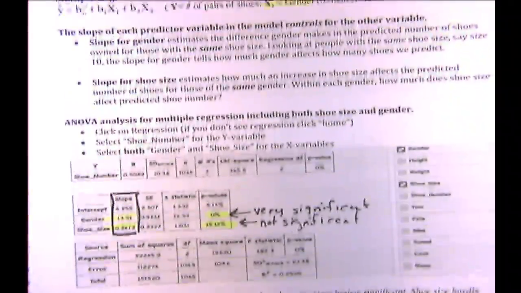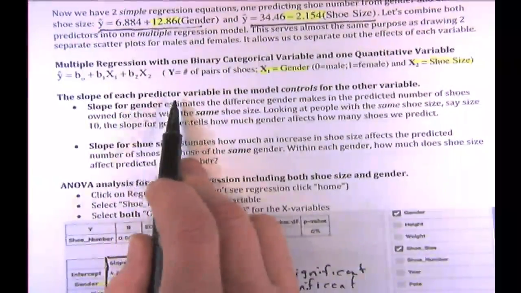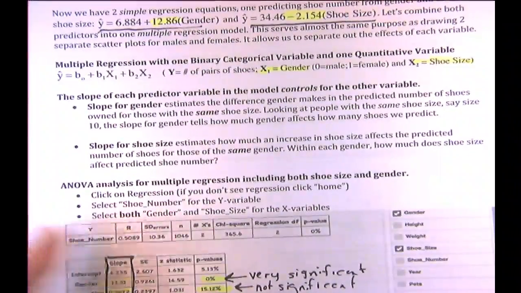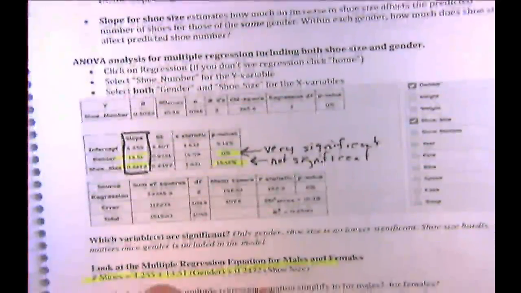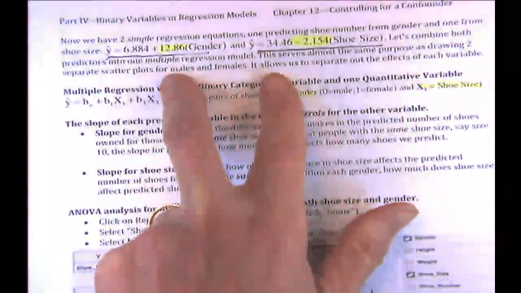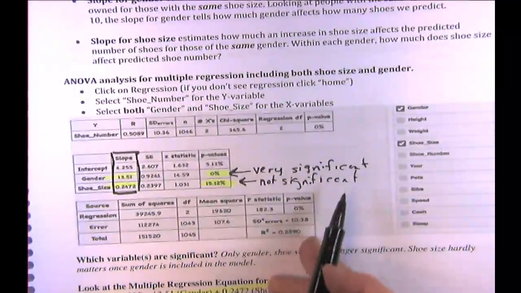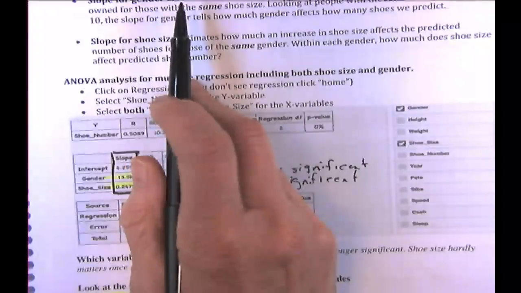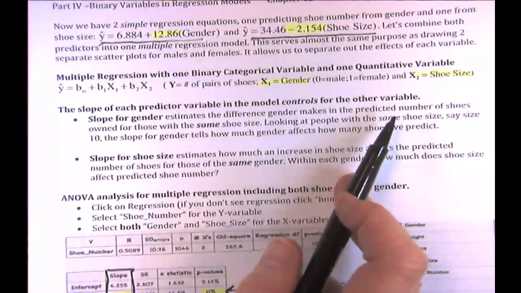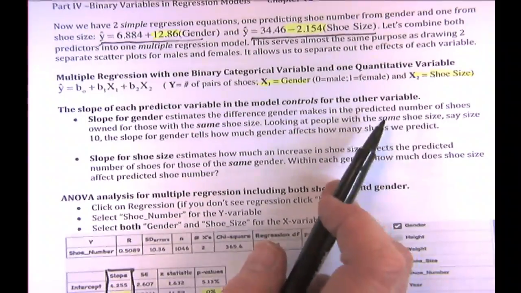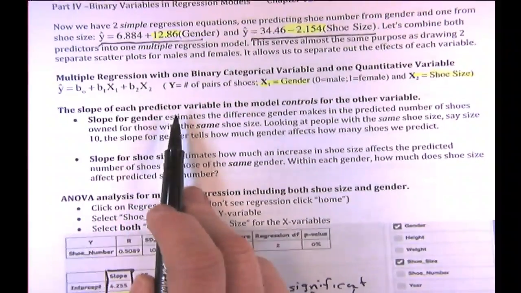Okay, so let's focus now again. And so what do these slopes do? First of all, you can see they're not the same. These slopes in the multiple are different than the slopes up here. All right. Now, the slope of each predictor in the model controls for the other variable. Here's another use of the word control. All right, controls. So what does it mean to control?